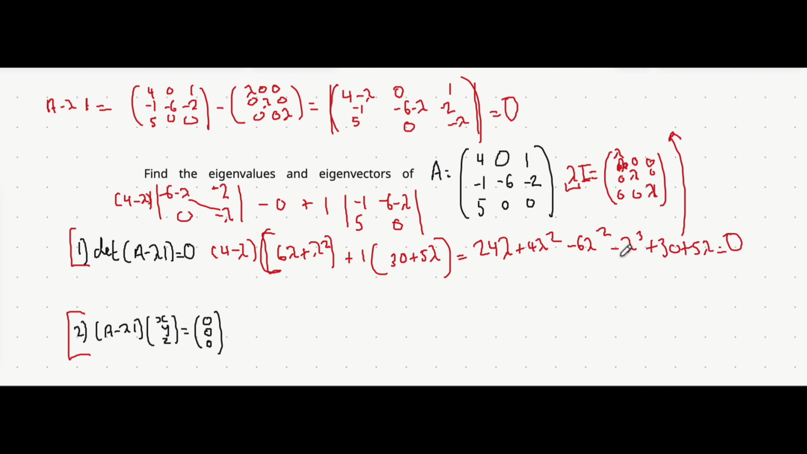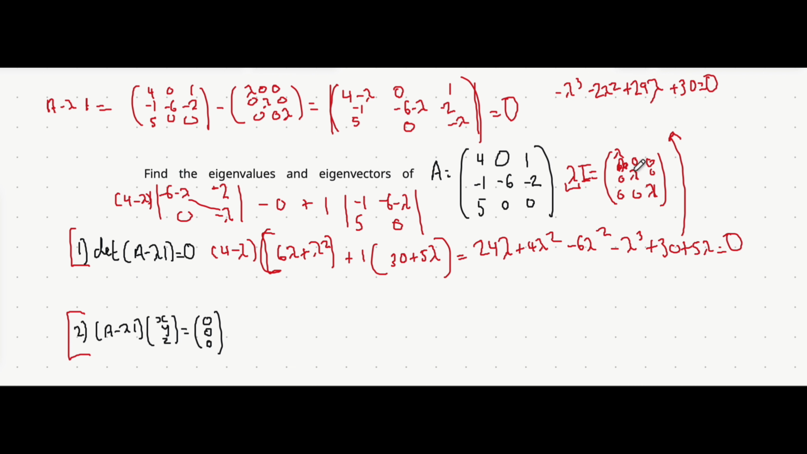Let's do the rest somewhere here. Collecting like terms now, we have minus lambda cubed for the only cube term. And then comparing the terms of the squares of lambda, 4 lambda squared take away 6 lambda squared is minus 2 lambda squared. Now the coefficients of lambda, 24 lambda plus 5 lambda is 29 lambda. And lastly, we have the 30. So plus 30 all equals 0.